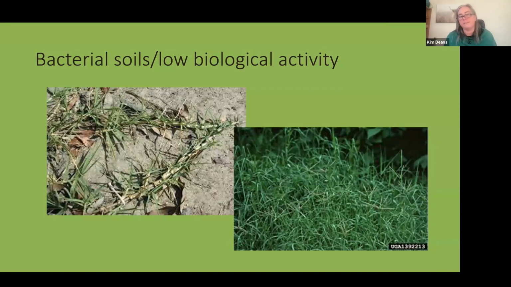When you saw that plant succession diagram, these are sitting right at the beginning. So if we've got these types of weeds in our system, we've really got to find out how we can move the soil biological health to a higher system, if that makes sense.